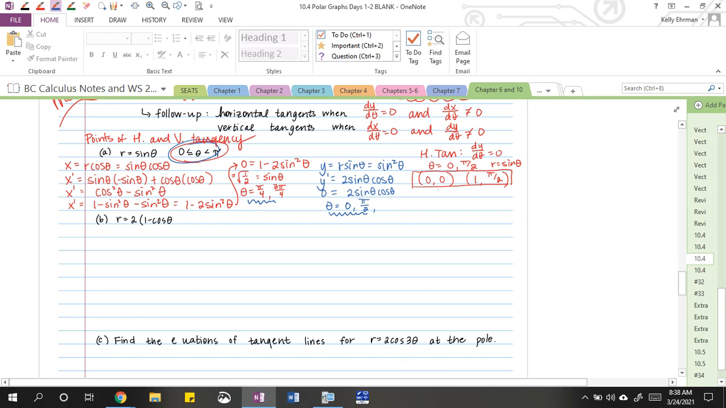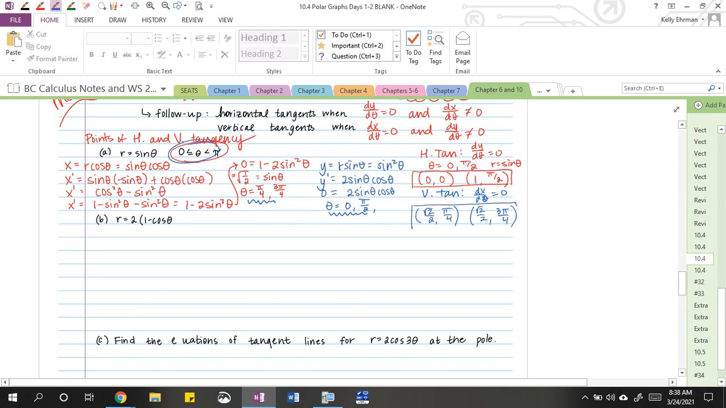And then for vertical tangency, I didn't color code these very well. That's when dx d theta is equal to 0, but dy d theta is not equal to 0. We don't have to worry about that. Still plugging into r equals sine theta. So sine of pi over 4 is radical 2 over 2, and the angle is pi over 4. Sine of 3 pi over 4 is also positive radical 2 over 2.